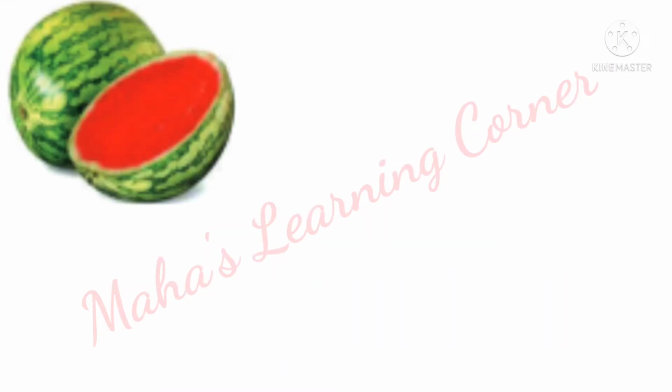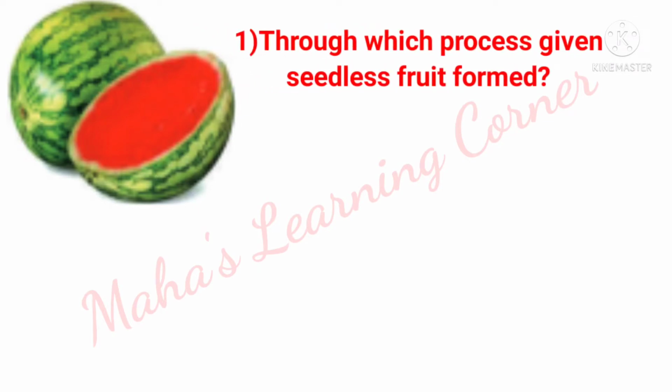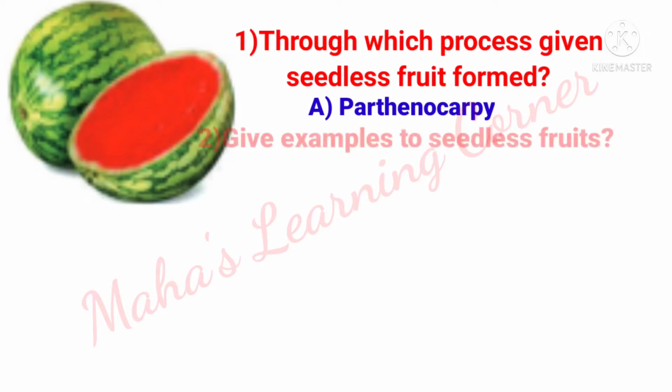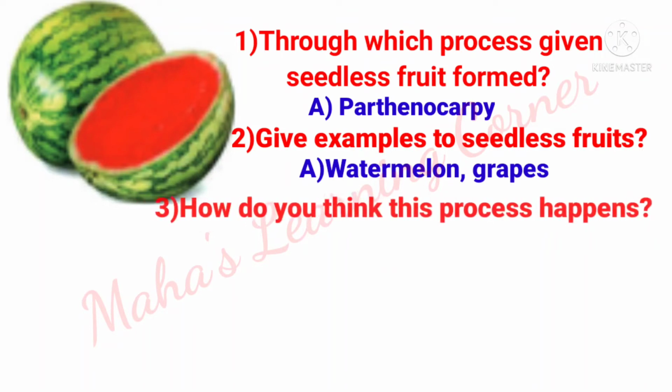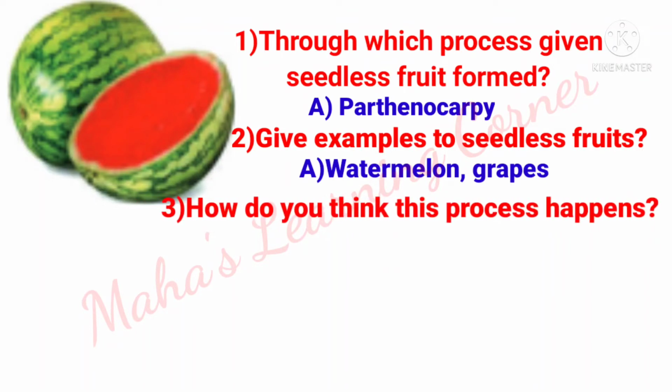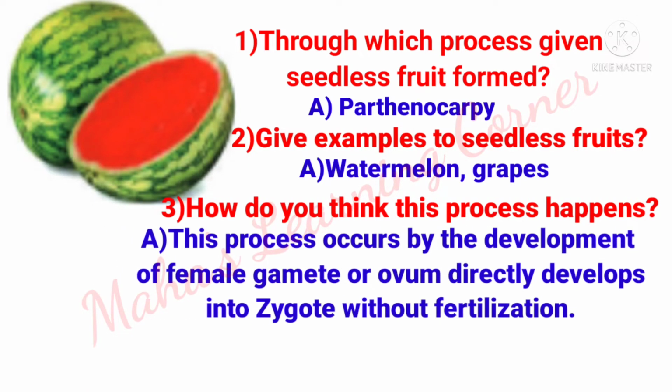Next figure, through which process given seedless fruit formed? Correct answer, parthenocarpy. Second one, give examples to seedless fruits. Correct answer, watermelon, grapes. Third one, how do you think this process happens? This process occurs by the development of female gamete or ovum directly develops into zygote without fertilization.